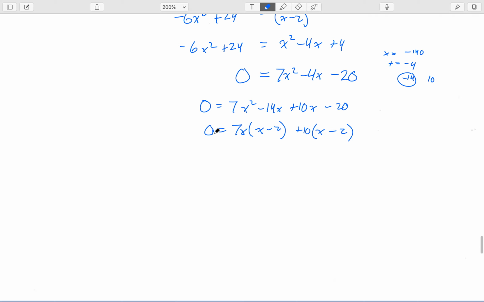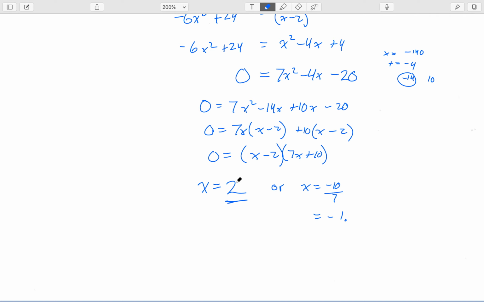So here we go. We're in our last step. So it's x minus 2, bracket, 7x plus 10. So here's my two answers. Either x is equal to 2 or x is equal to negative 10 sevenths. Yikes, that's not a very nice number. This is going to be like negative 1.43, I think, or something like that. Whatever it is. The other answer is a way nicer answer.